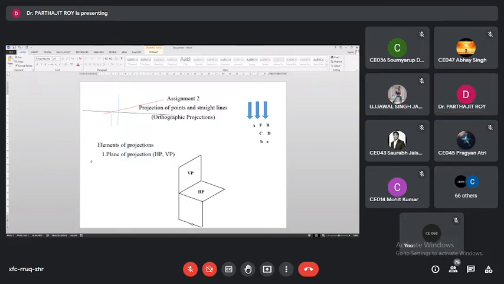Sir, how to know the one quadrant? Let me finish. Okay, sir.